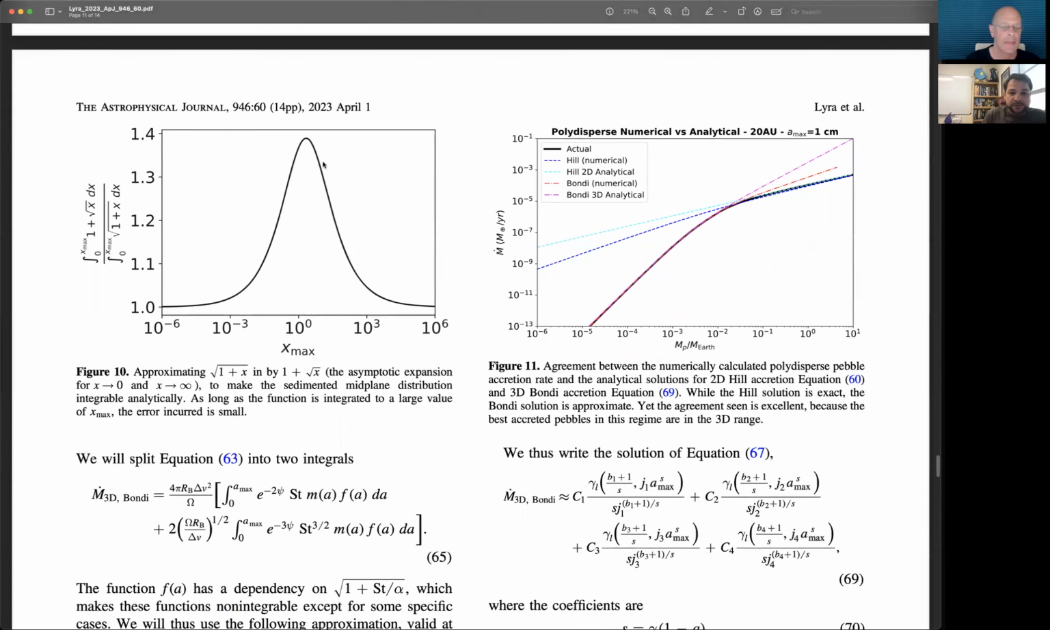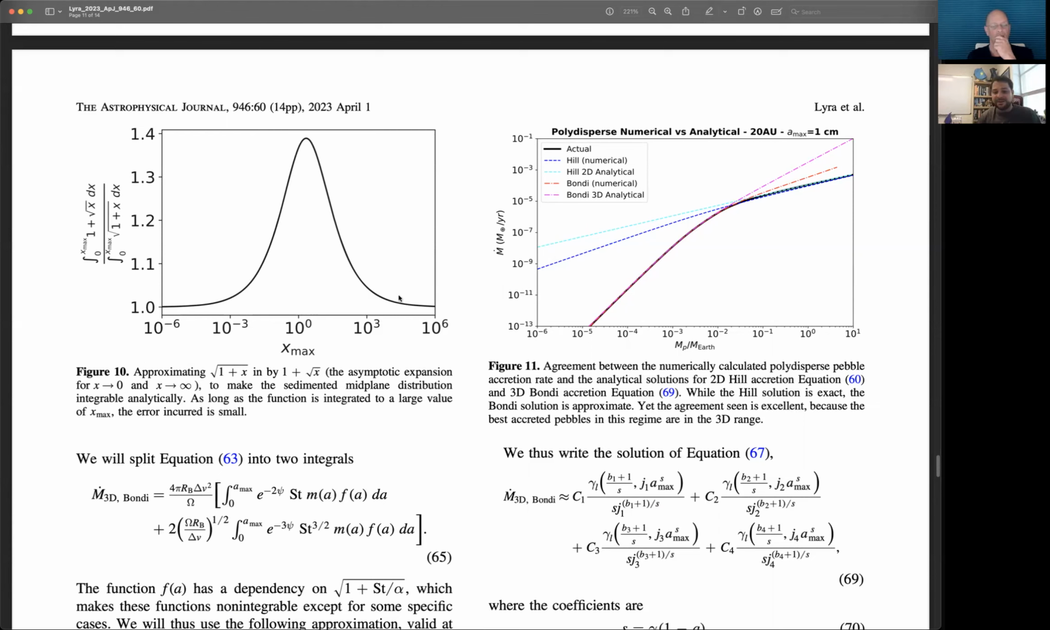On figure 10, that's the difference between the integral of the square root of 1 plus x and this approximation, 1 plus the square root of x. As you see, it's not really a good approximation for x of 1. It has this bell shape. But if the x max, the maximum integration, is very small, it is a very good approximation, and if it's very large, it's also a very good approximation.